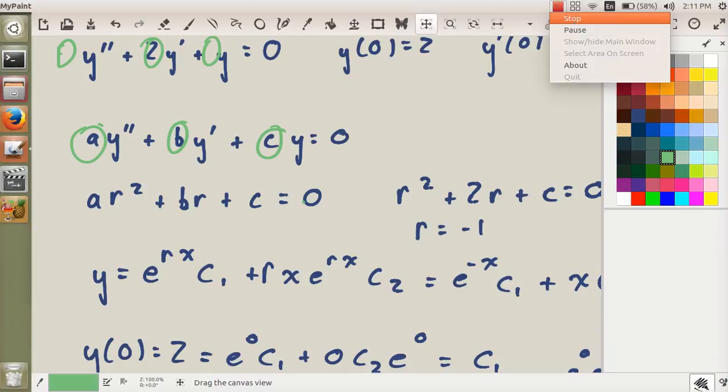In this case, we're using the repeated roots. I'll be making a video on what to do with complex roots or just regular roots as well. So this is what it is for repeated root. And once you get that equation solved, you can plug in your r value and then take your initial conditions to solve for your c1 and your c2.